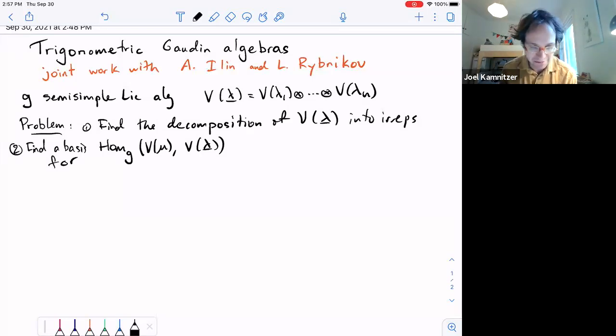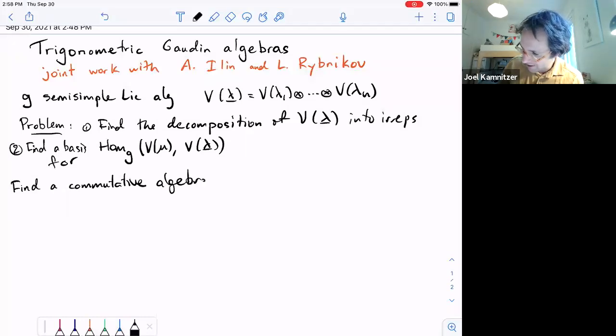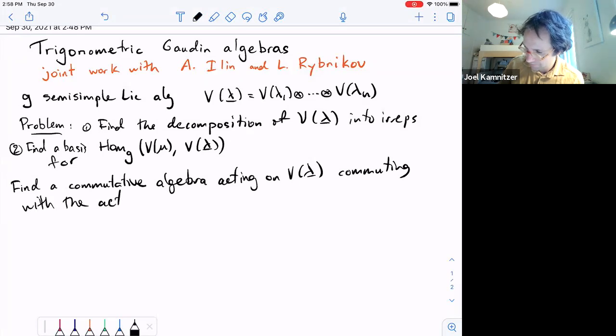And how might you accomplish number 2? Maybe in different ways, but the way I'm going to talk about now is to find a big commutative subalgebra, or let's say commutative algebra, acting on the tensor product, commuting with the G action. Then you could hope that you can diagonalize the action of this commutative subalgebra into one-dimensional pieces, and that will provide your basis of the Hom space. Because it acts on the tensor product commuting with the G action, it will act on each of these Hom spaces.